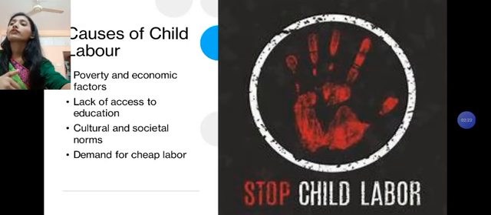First of all, poverty and economic factors. Second, lack of access to education. Most child laborers are deprived of education. Then the next point is culture and societal norms. Then demand for cheap labor.